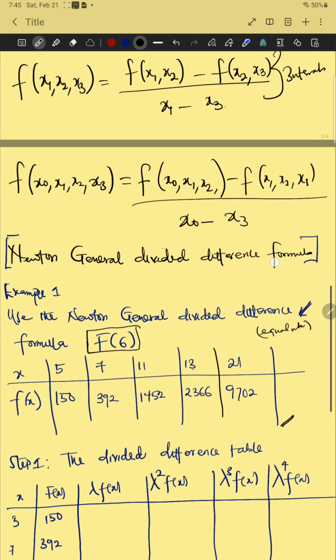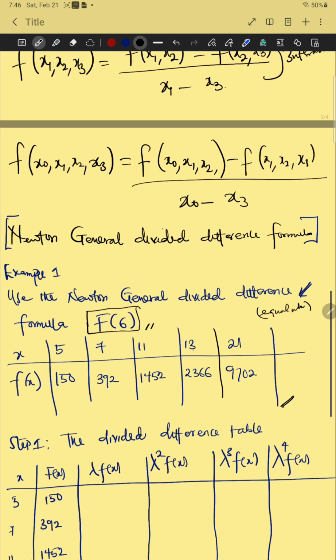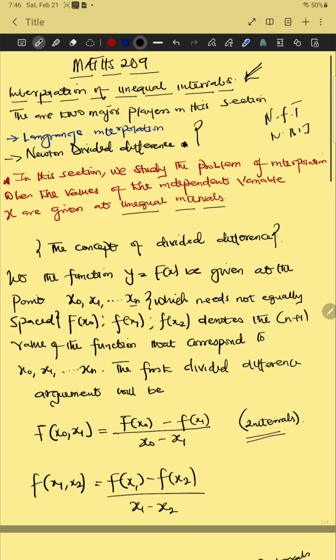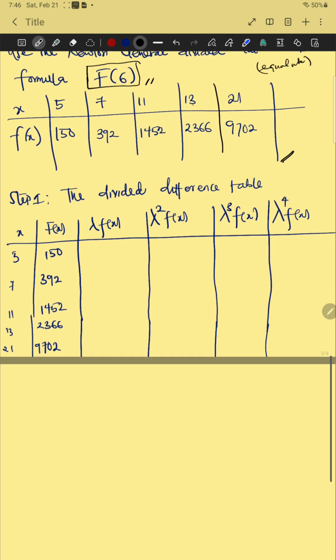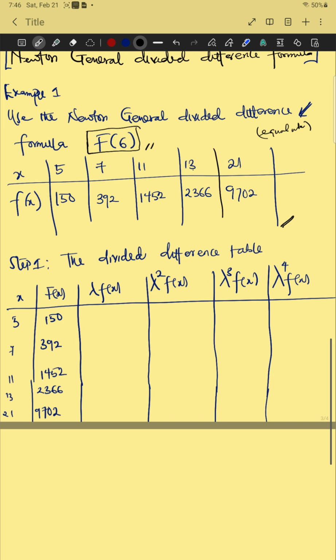And because we are looking for f of 6, you would have been using what? A Newton forward interpolation, because that is used to interpolate figures that are near the beginning of a table. But because this is unequal intervals, what has made this unequal interval? The fact that the difference between 13 and 21 is 8. Did you see that? It is 8. So that is enough reason to tell us that this is an unequal interval. So let's go.